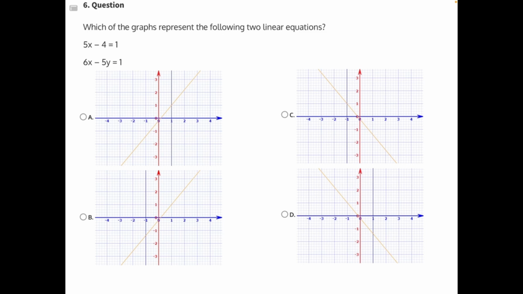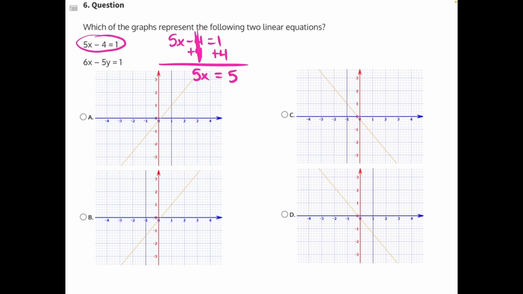Which of the graphs represent the following two linear equations? Let's start with our first linear equation and see if we can isolate our variable x. 4 is being subtracted, so we need to do opposite operations to move it to the other side. These will cancel, leaving us with 5x equals 5.